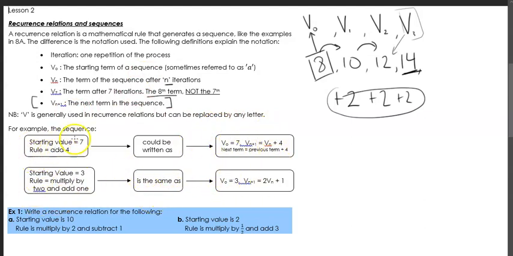So let's have a look at the starting value of 7, and the rule is to add 4. Now this is the easy terminology. The math terminology of this is, we know what our initial value is, we know what our starting value is, it's 7. So we write V of 0 is equal to 7. Now this is the whole process of getting the recurrence relation. To get the next term, all you do is you get the previous term and add 4. So if I were to read this as a sentence, this just means to get the next term within the sequence, I have to get the previous term and add 4.